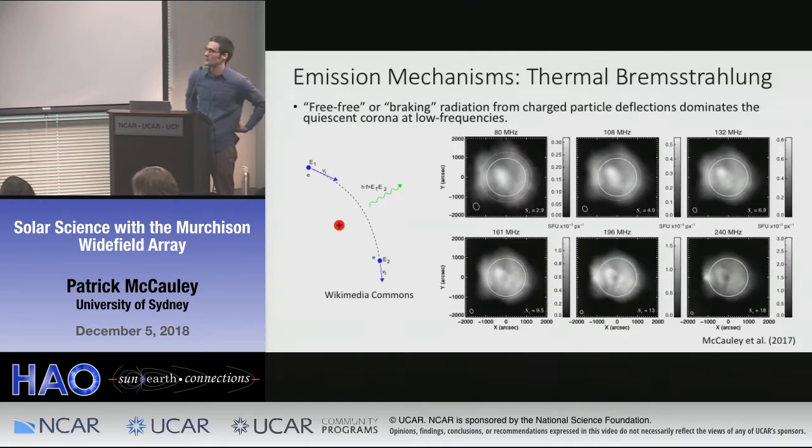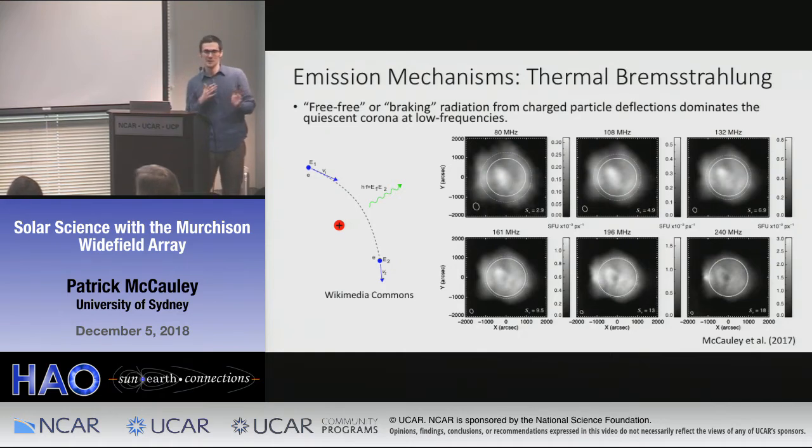So here are images at 6 different frequencies that are dominated by Bremsstrahlung. So I'll use this image to also say a little bit about how the solar observations with the MWA are typically done. So here we have our lowest frequency, 80 megahertz, on the upper left, and then our highest frequency that we typically use for the solar data is on the lower right, 240 megahertz. That's basically our full bandwidth, but the instantaneous bandwidth is only about 30 megahertz, and you can distribute that however you want across that 80 to 240 range.